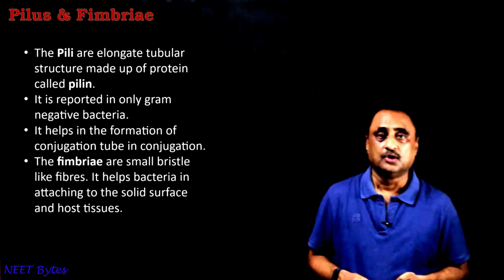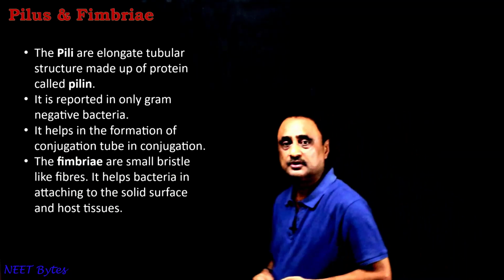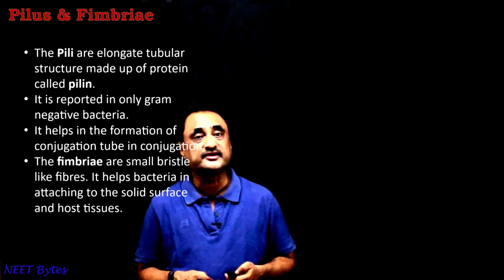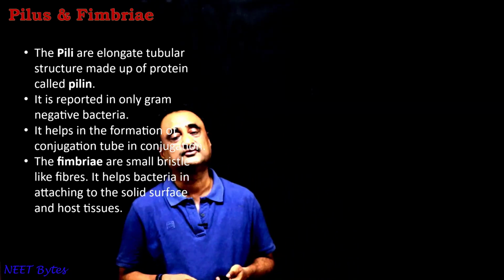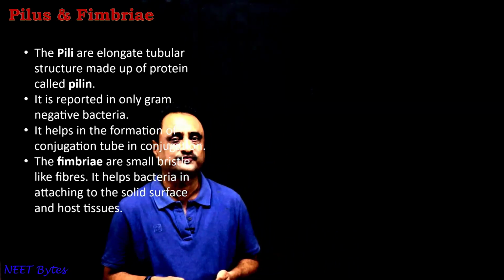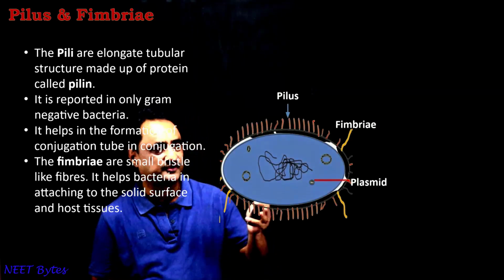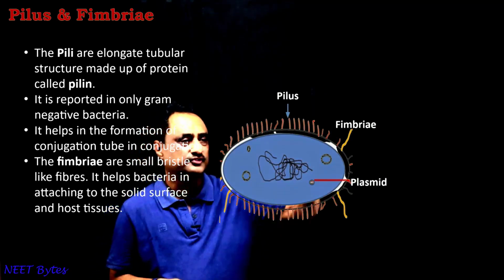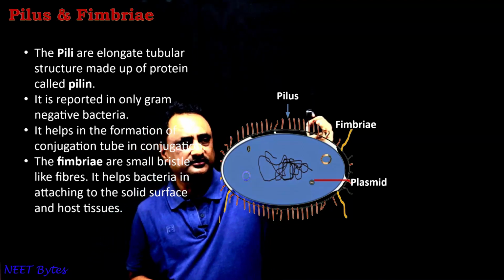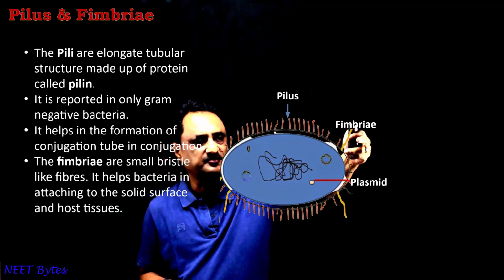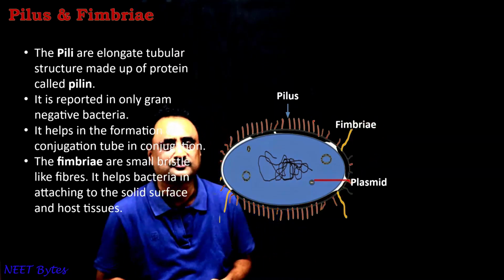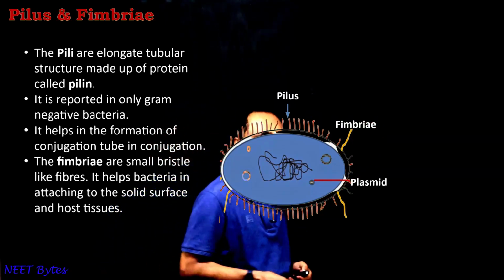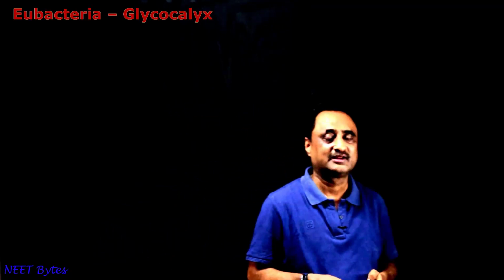Okay. On the contrary, the fimbriae are small bristle-like fibers, right? They help bacteria in attaching to the solid surface of the host tissue, right? Have a look at this diagram. So this will give you a very clear idea. This outer structure you can see there is a pilus, right? And this fimbriae is a simple structure that helps in the attachment process. Okay, so that is about pilus and fimbriae.